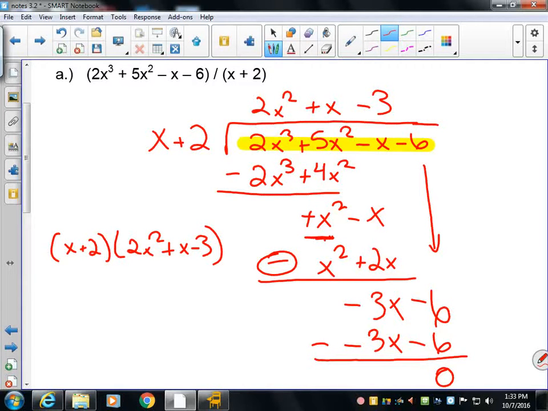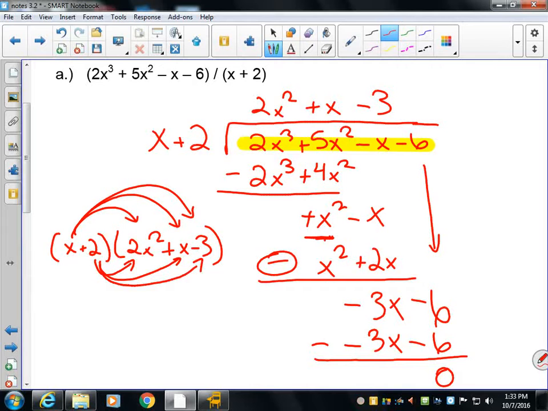Oh, you guys. No, how do we FOIL when there's 3 terms? Thank you. You still just do it 1 to each, right? X times each 3, and then you'll do the 2 times each 3, and it'll all be okay, right? 2x cubed plus x squared minus 3x, and then the 2 in here, so plus 4x squared plus 2x minus 6, right?